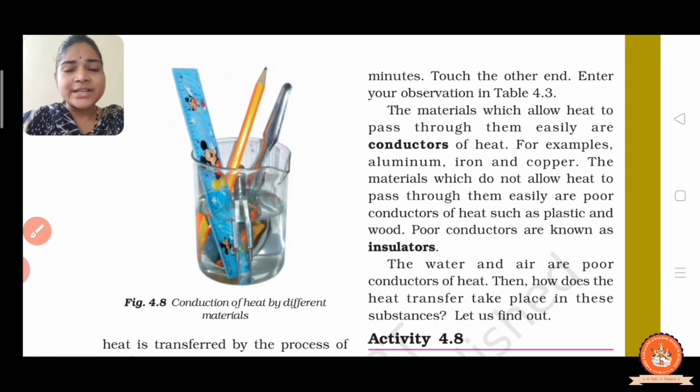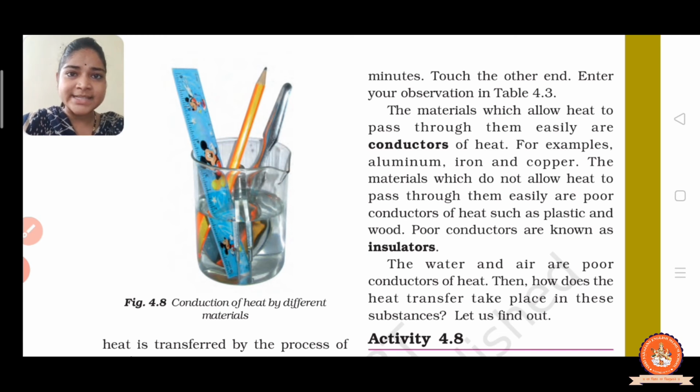In the experiment, take two materials. The first, take the metallic rod, and second, take the plastic rod. In the metallic rod, heat transfers easily and the wax pieces melt. But if we take the plastic rod, the heat cannot transfer and the wax pieces don't melt. Why? Because metal is a good conductor of heat, whereas plastic is a poor conductor of heat.